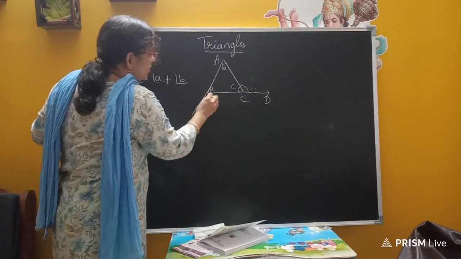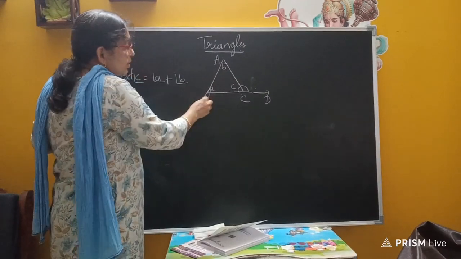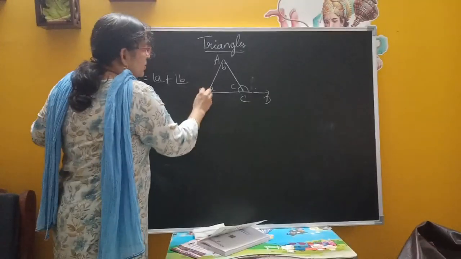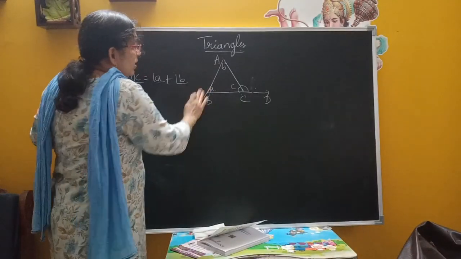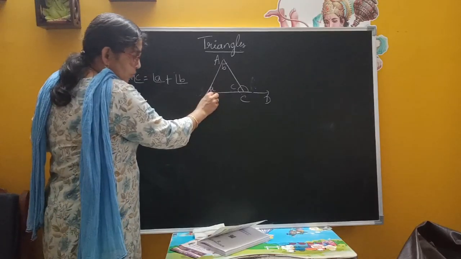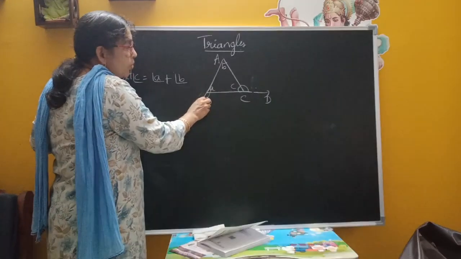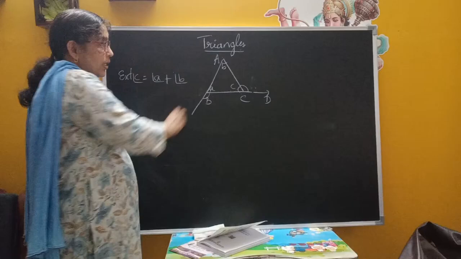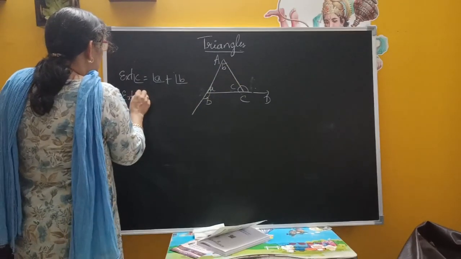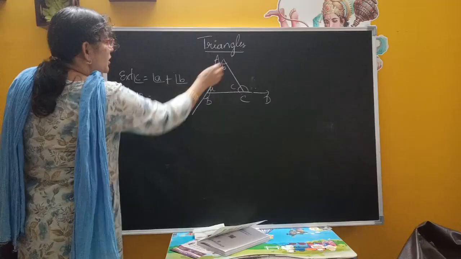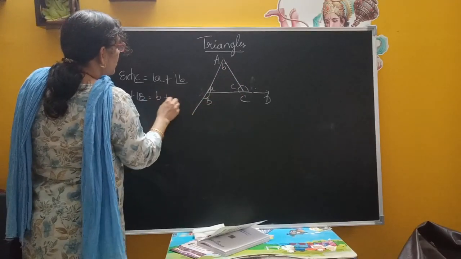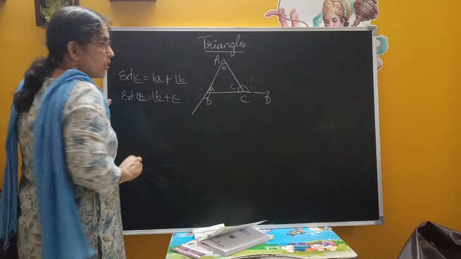Suppose this is the angle. So this is exterior angle A. If I name this as B, this is the exterior angle. So this angle is equal to how much? Which are the two opposite interior angles, B and C. So exterior angle B, how much is it? B plus C, the measure of B plus C.